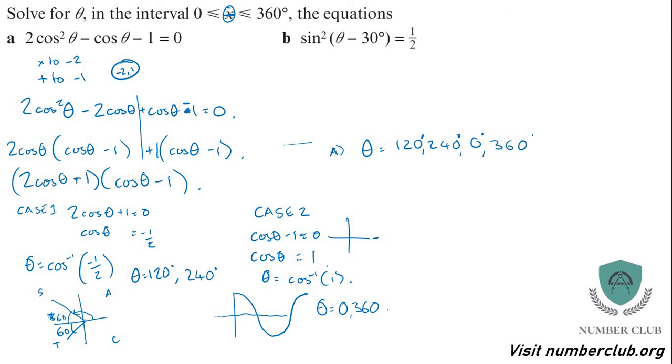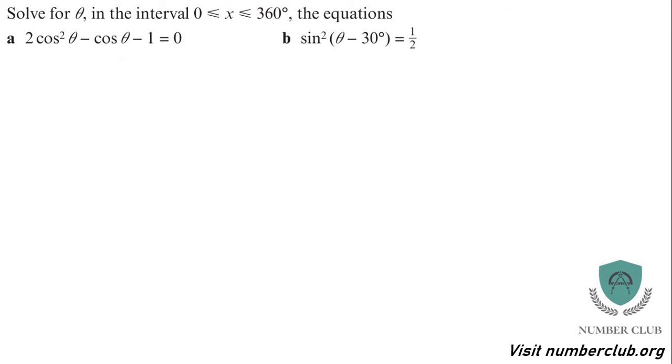Okay, hopefully that's okay. Moving on to question B, we've got sine squared of theta minus 30 equals 1/2. Now what we're going to do with question B is we're going to square root, so we'll get sine of theta minus 30 is equal to root of 1/2. But when you square root, you need to consider both the positive and the negative versions.